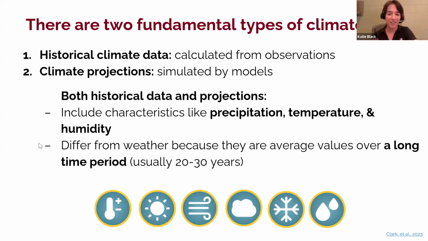Where they differ from weather is time scale. So when we're talking about weather, you can think of it as the clothes you wear on a given day. Climate is the clothes that you have in your wardrobe for living year-round in Minnesota. So again, we're talking about a time scale of about 20 to 30 years when we're talking climate data. Next slide. And again, Minnesota CliMAT shows climate projections, which have been simulated by models.